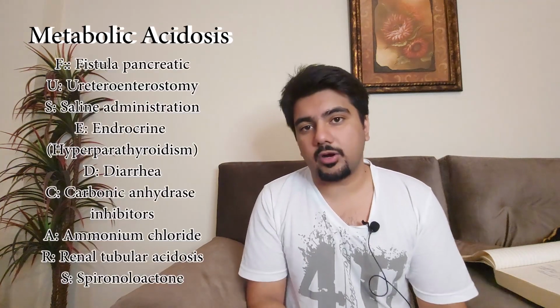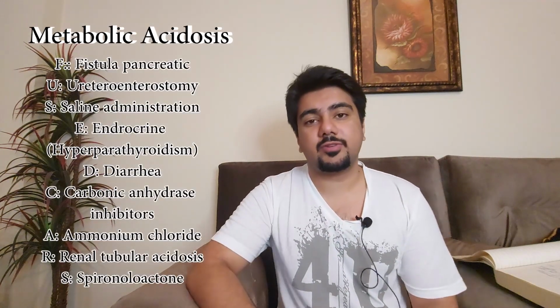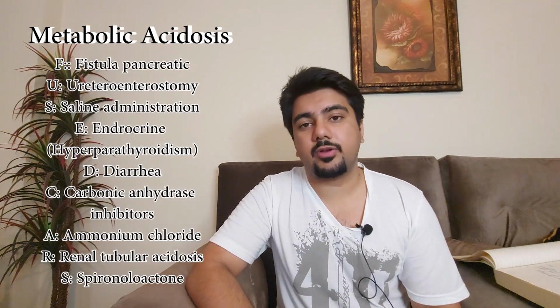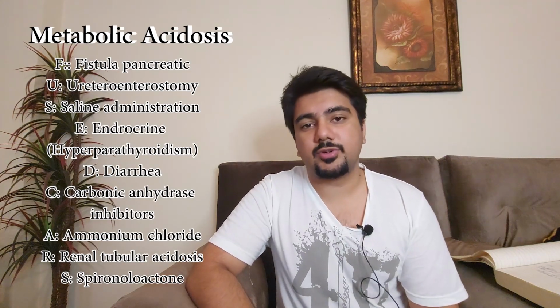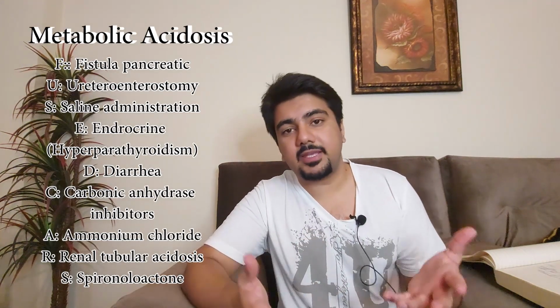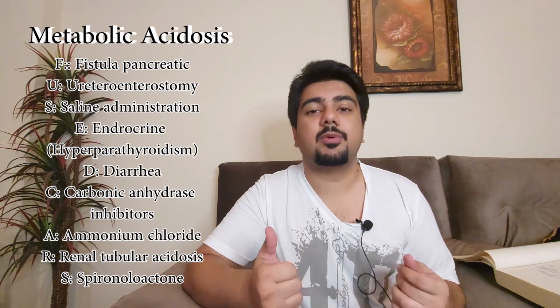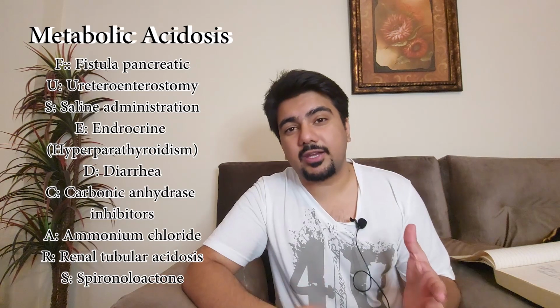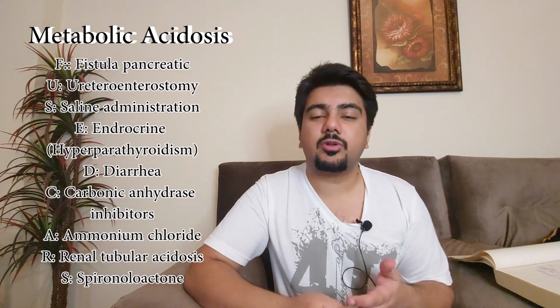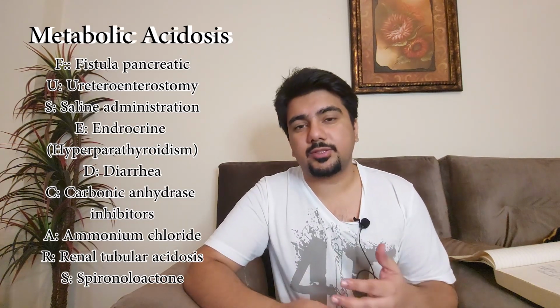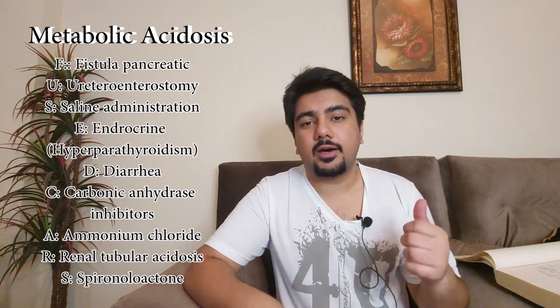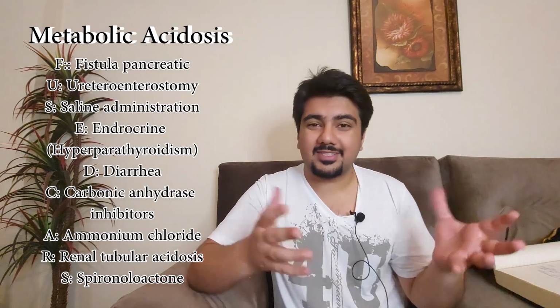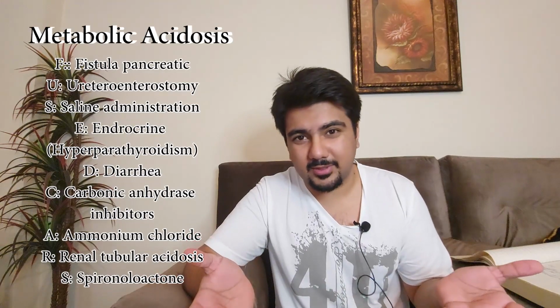Now, there are some conditions that are going to keep your anion gap normal. The mnemonic for this is FUSED CARS. F is for pancreatic fistula, U is for ureteral enterostomy, S is for saline administration, which is done during resuscitation, E is for endocrine disorders such as hyperparathyroidism, D is for diarrhea, C is for carbonic anhydrase inhibitors, A is for ammonium chloride, R is for renal tubular acidosis, and S is for spironolactone. There is no way around this again, so you're going to have to remember this one as well.